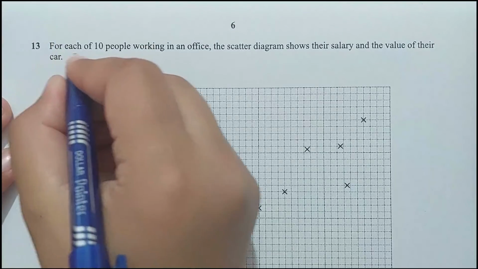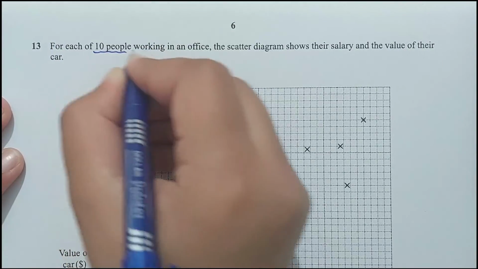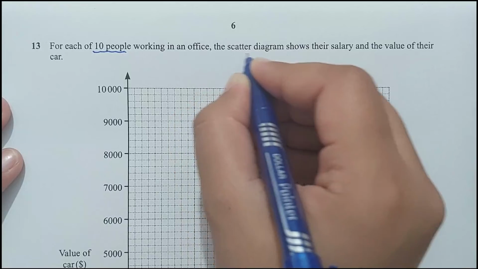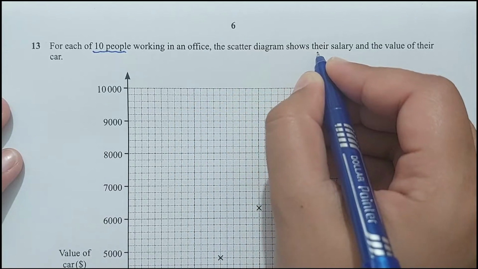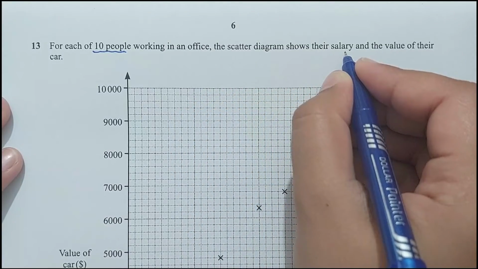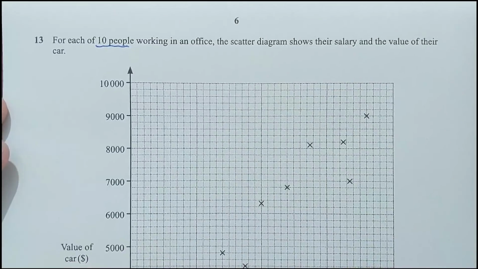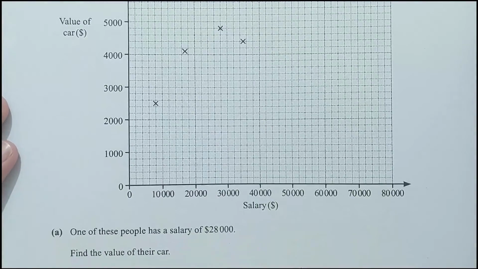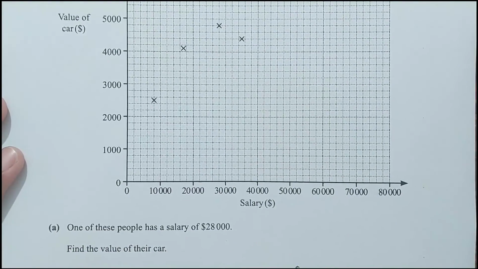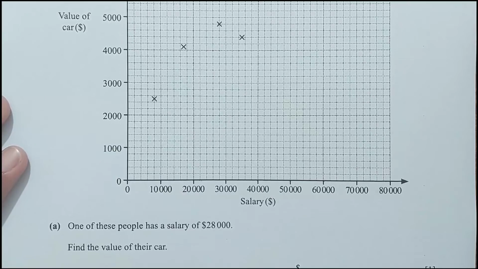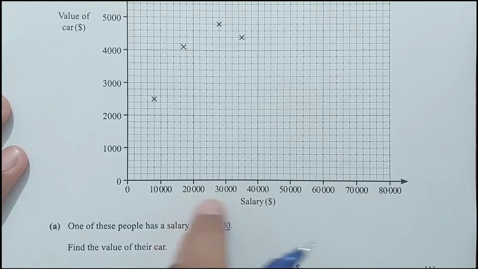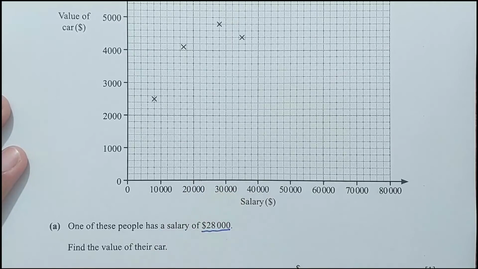Question number 13. For each of 10 people working in an office, the scatter diagram shows their salary and the value of their car. Okay, the value of the car and salary, right? Now for part A, one of these people has a salary of $28,000. So it lies between 20,000 and 30,000. Find the value of their car.